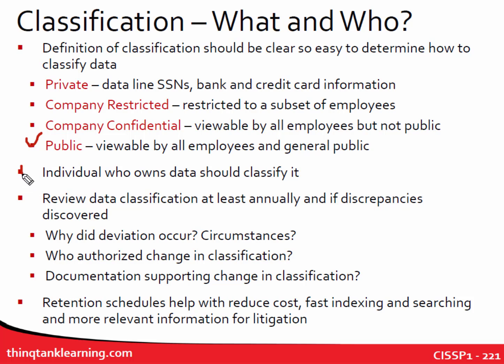The individual who owns the data should be the one who's classifying that data. Ultimately, it's the owner's responsibility to determine its use, longevity, etc., all the aspects that we talked about, including the classification. We need to also make sure that we review data classification, looking for discrepancies. The nature of the data, the usefulness of the data, the relevance of the data does tend to change over time. So its classifications may change over time. If there are deviations in classification, why did that deviation occur? What were the specific circumstances? Who authorized the change in that classification? Is there appropriate documentation to support that particular change?